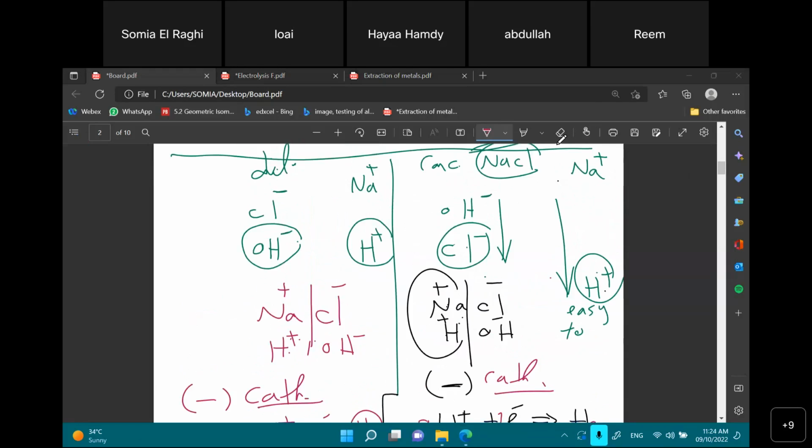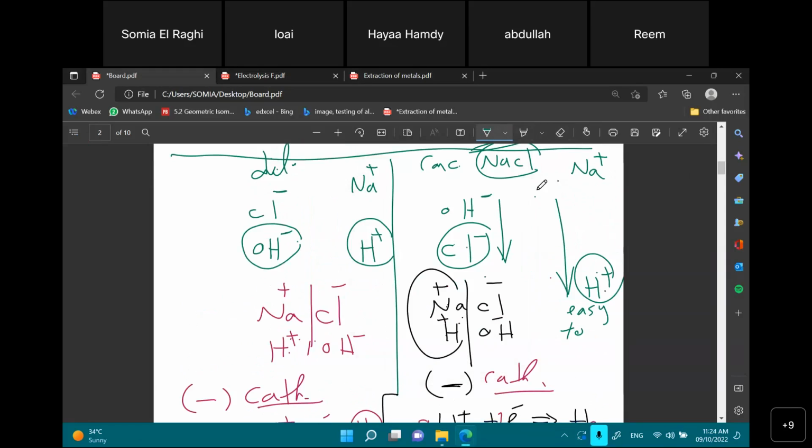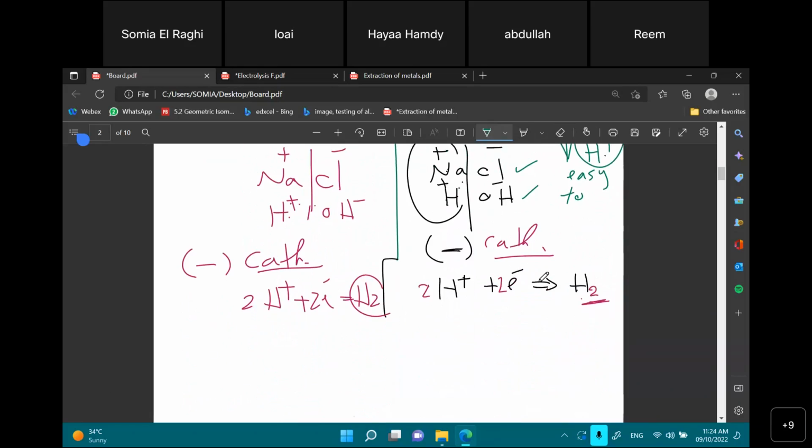Now for the concentrated one, we leave the sodium ion. Let's see later on what will happen. The competition is between the chloride ion and hydroxide. Which one is at the bottom in the concentrated? Chloride ion. So what do we get? We get chlorine gas. We get bubbles of green gas.